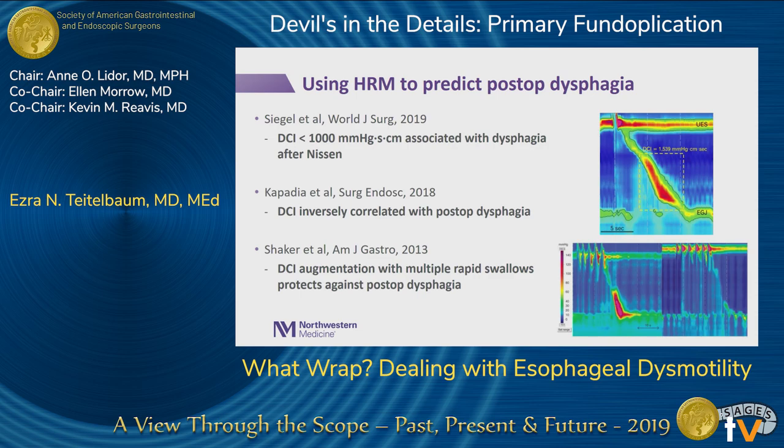So how about translating? Those were conventional manometry studies. How do we translate that into high-resolution manometry? There have been some predictive series, so looking back at sort of using these results to predict postoperative dysphagia, one out of the Portland group, suggesting that a lower DCI, and interestingly, that's a pretty high DCI, was associated with dysphagia after Nissen. Another group showed that there was an inverse linear correlation between DCI and post-op dysphagia. And then something that's been used more recently is a multiple rapid swallow protocol, and the augmentation on multiple rapid swallows as compared to the non-augmented DCI seem protective against post-op dysphagia.